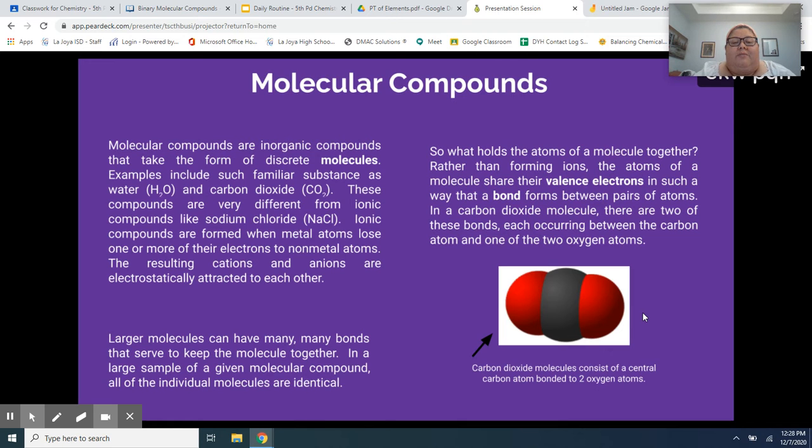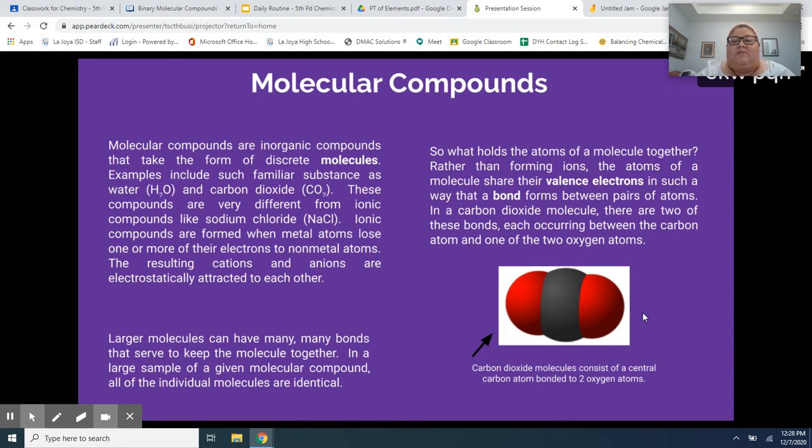Ionic compounds are formed when metal atoms lose one or more of their electrons to nonmetals. The resulting cations and anions are electrostatically attracted, right? You end up with a positive, you end up with a negative, and there's a pull for them to come together. That is how ionic compounds form. Larger molecules can have many, many bonds that serve to keep that molecule together. In a large sample of a given molecular compound, all of the individual molecules are identical.